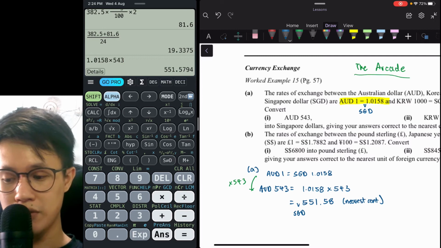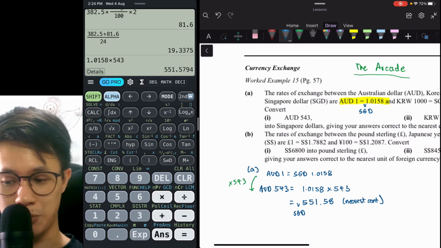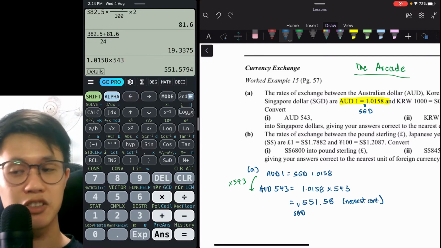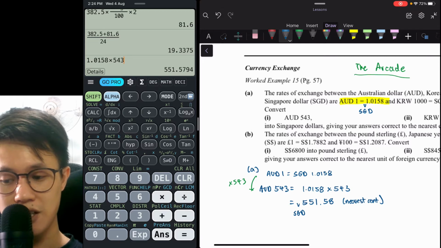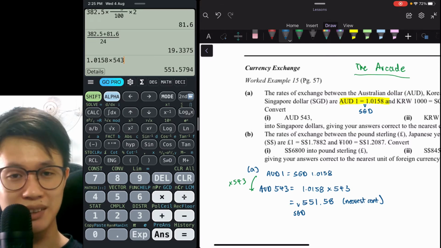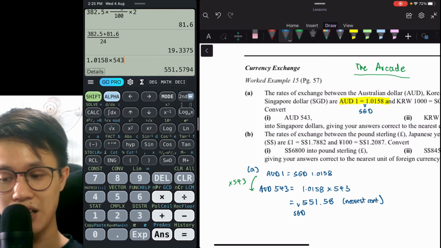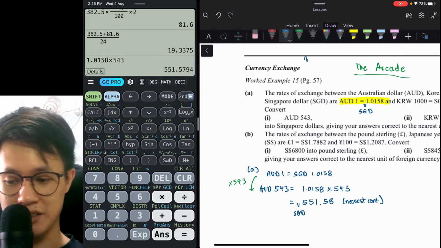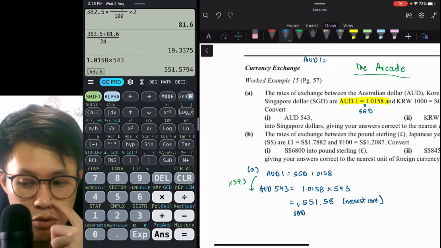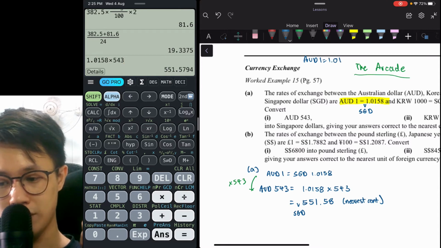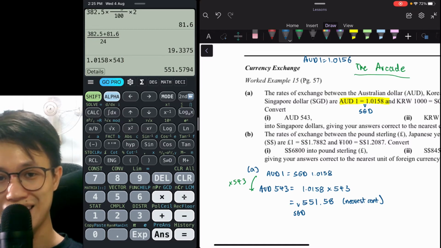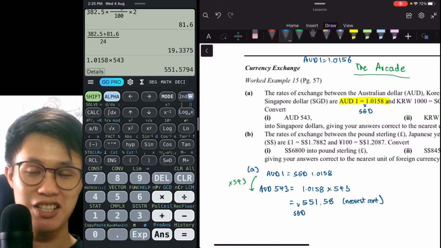So let's say I have 100,000 Aussie dollars. This actually means that I will have about 101,580 Sing dollars. And let's say I go to another one and their rate is different. Their rate is 1 Aussie dollar equals 1.0156. So there is a $20 difference depending on where I exchange.